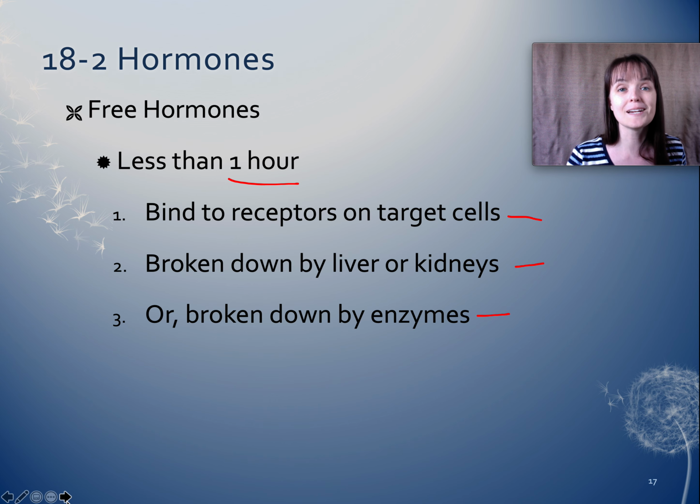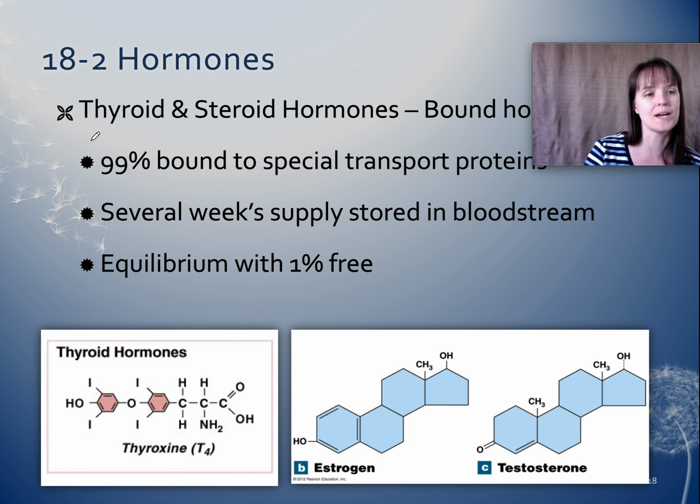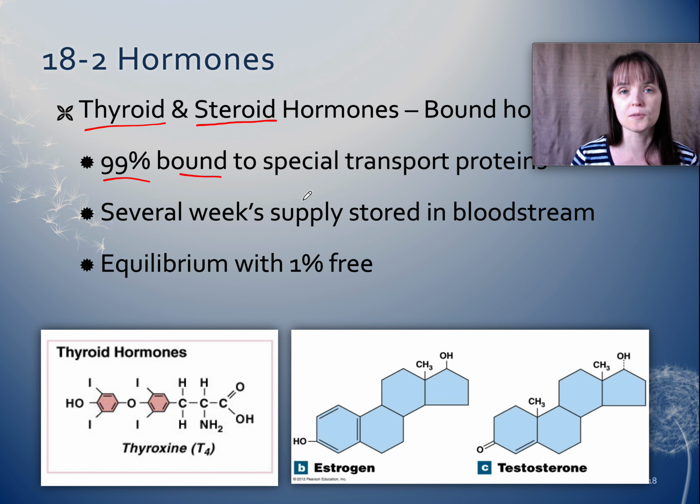Okay, so that was free hormones. The other are bound hormones, and the 2 hormone classes that are bound are the thyroid hormones, T3 and T4, and that whole group of steroid hormones. So when thyroid and steroid hormones are released into the bloodstream, 99% of them are bound to, they attach to transport proteins, and the transport proteins keep them in the bloodstream as a storage. So it's bloodstream storage of bound hormones.